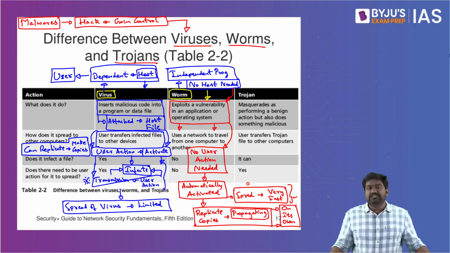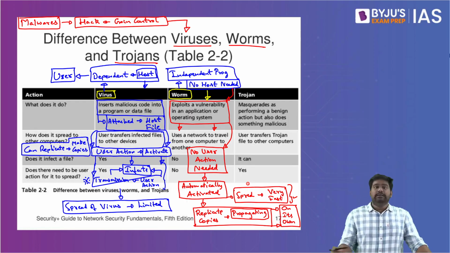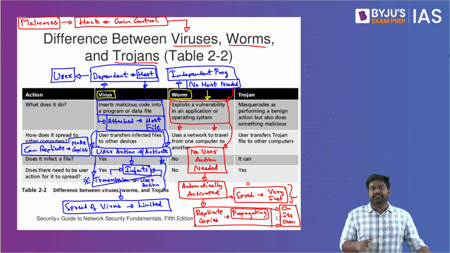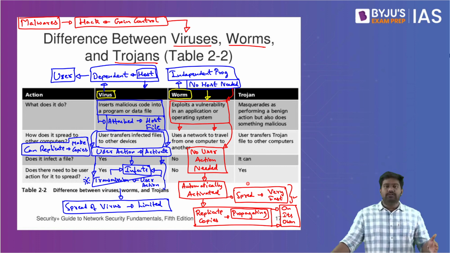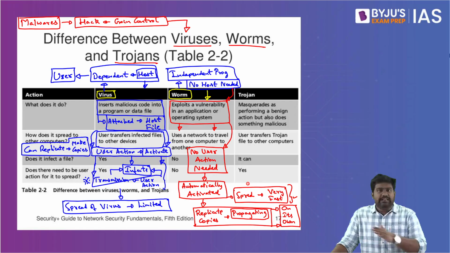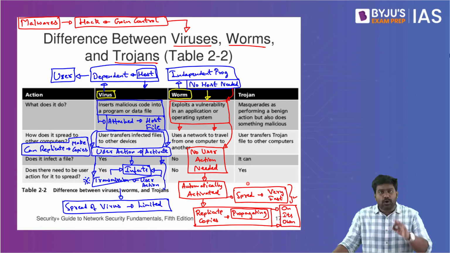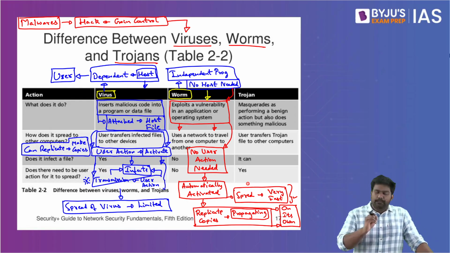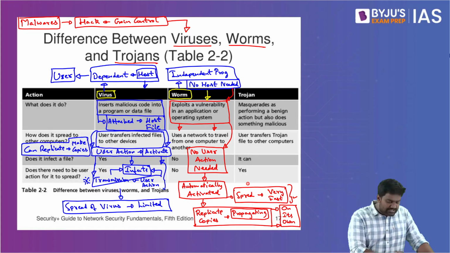So both viruses and worms can perform such functions, but the way they operate, the way they spread, is different. Is that clear? That is the basic difference. Viruses are more dependent. They need a host and user activation and user intervention for spread, whereas worms are independent. They don't need any host, no user activation is needed, and they will spread automatically. They'll propagate throughout the network on their own. Understood? So these are the basic differences between a virus and a worm.